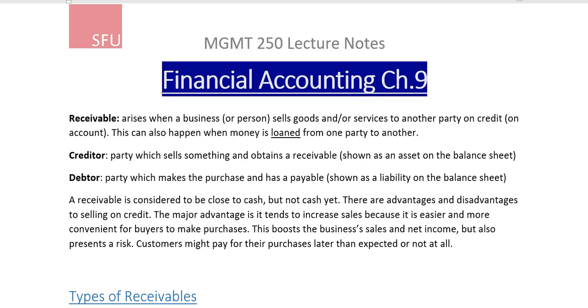A receivable is considered to be close to cash, but not cash yet. There are advantages and disadvantages to selling on credit. The major advantage is it tends to increase sales because it is easier and more convenient for buyers to make purchases. This boosts the business's sales and net income, but also presents a risk. Customers might pay for their purchase later than expected or not at all. So we have to be careful.